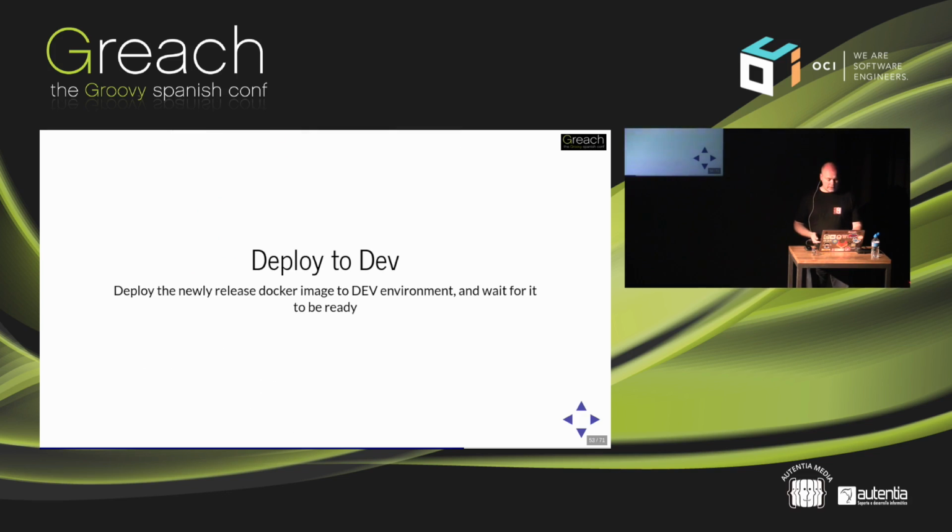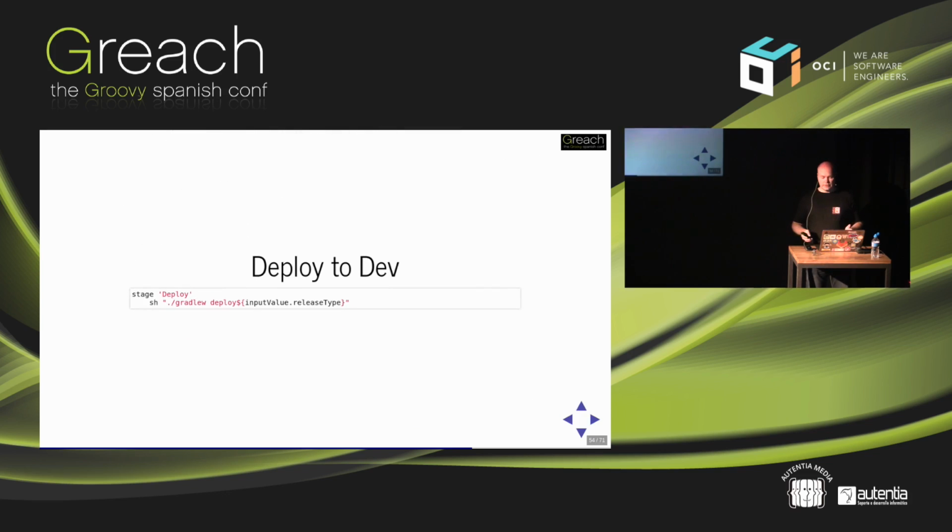Deployment to development. Well, I've done Gradle deploy scripts, and now on the release type, I already had a switch where I knew it would be one of the three valid ones, so I can just use string interpolation. I'm safe with that now.